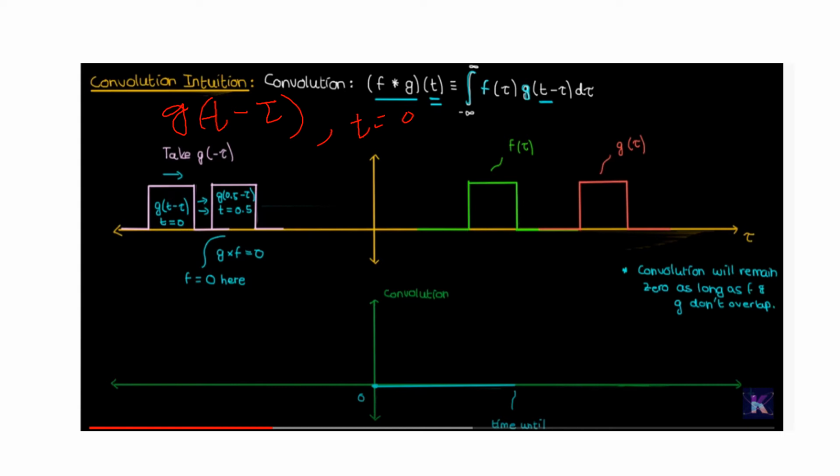So just imagine we are moving this g of minus t. g of minus t and g of t minus tau are the same, provided we take t equal to 0. Just think of it as a special case.